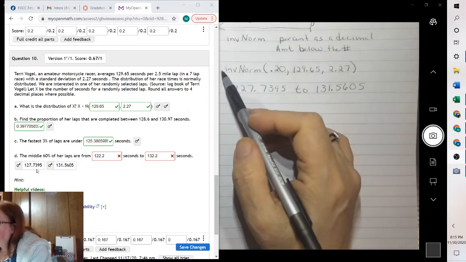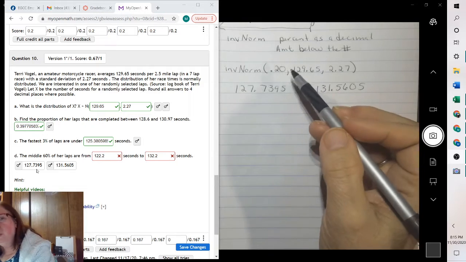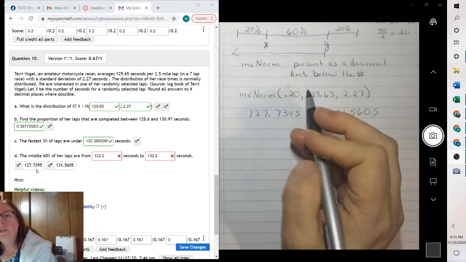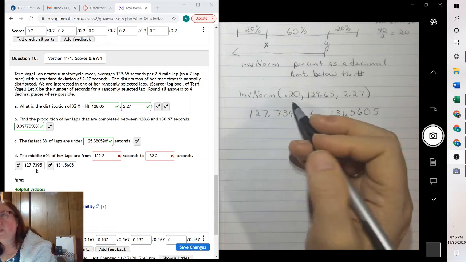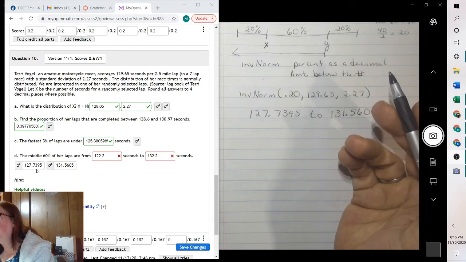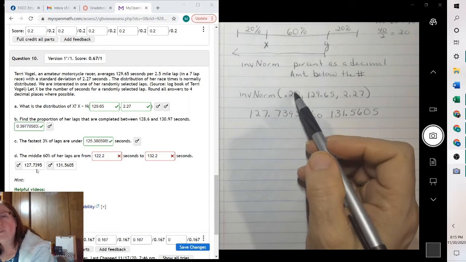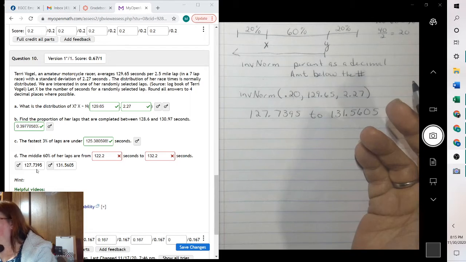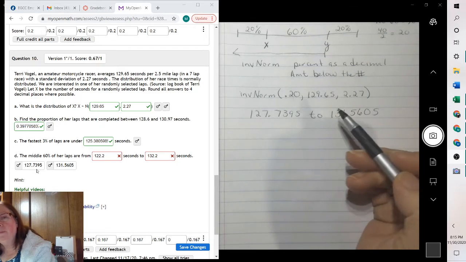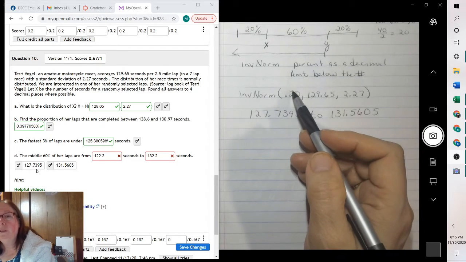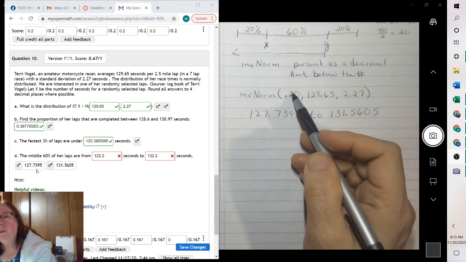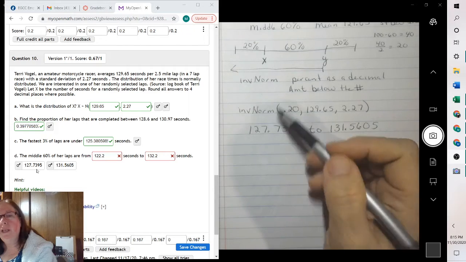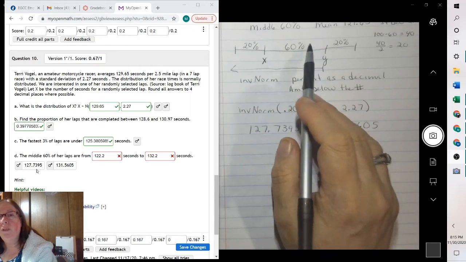So whenever you're looking for the number instead of the percent, you use inverse norm, and this is the amount below it. So if it asks for the 25th percentile, then you'd put 0.25 because 25% is below it. If it asks for the median, 50% of the data is below it, so you'd put 0.5. So this is the percent below. And that's why for the second one we used 60 plus 20 or 80%.